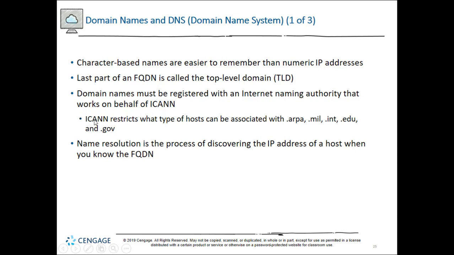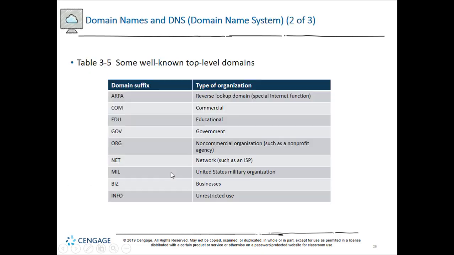Now ICANN, the Internet Corporation for Assigned Names and Numbers, restricts who can have these. So believe it or not, high schools don't get EDUs, colleges get EDUs. So here are some standard, typical top level domains. A .com is the one on the end. It's not Google.com. Google will be the next level.